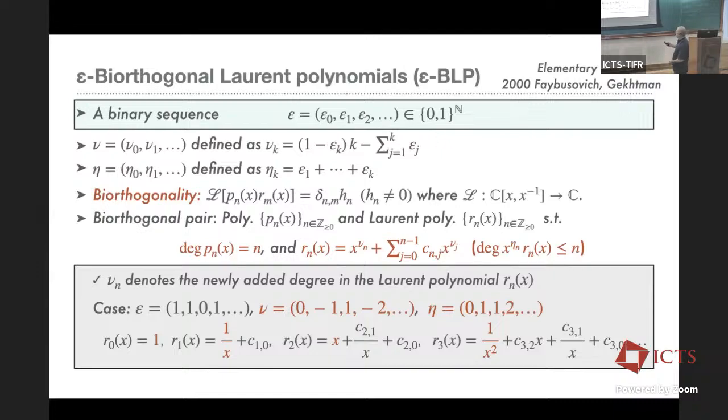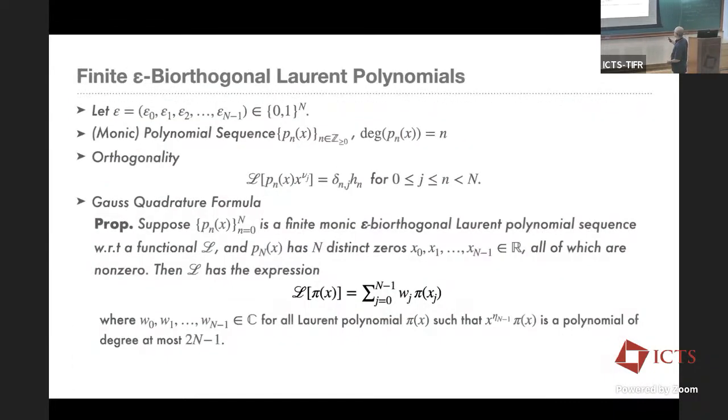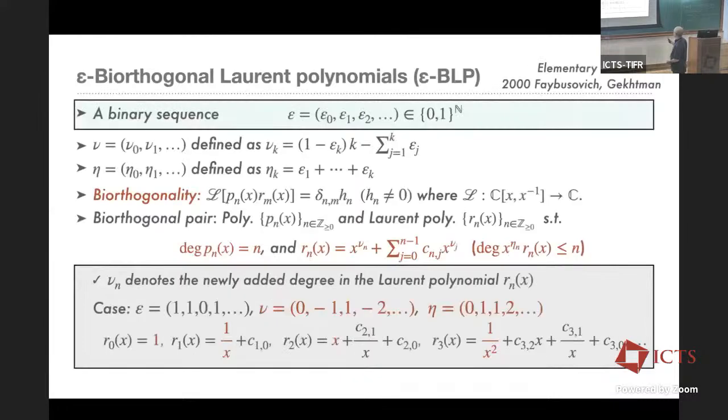This object was introduced by Fabio Spitz and Professor Geftman in 2000 as elementary Toda orbits. In their paper, they introduced a very important object which can connect the Toda lattice and the relativistic Toda lattice. It means that orthogonal polynomials and Laurent polynomials can be related by using this rather complicated orthogonal system.